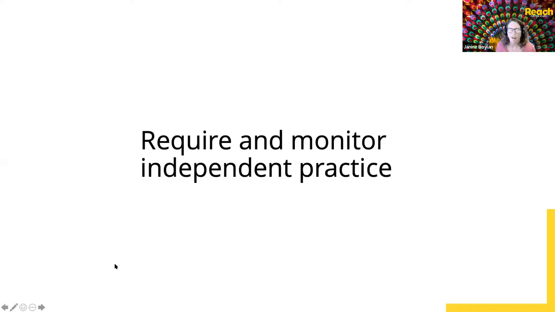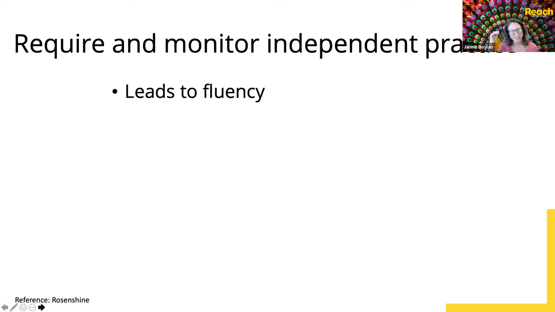Rosenshine notes that we need to require and monitor independent practice. Independent practice and application is ultimately the reason for teaching. We want students to apply all the knowledge that we are teaching them. So I assume you all have your students do independent practice. But what does independent practice do? It helps students become fluent in a skill.